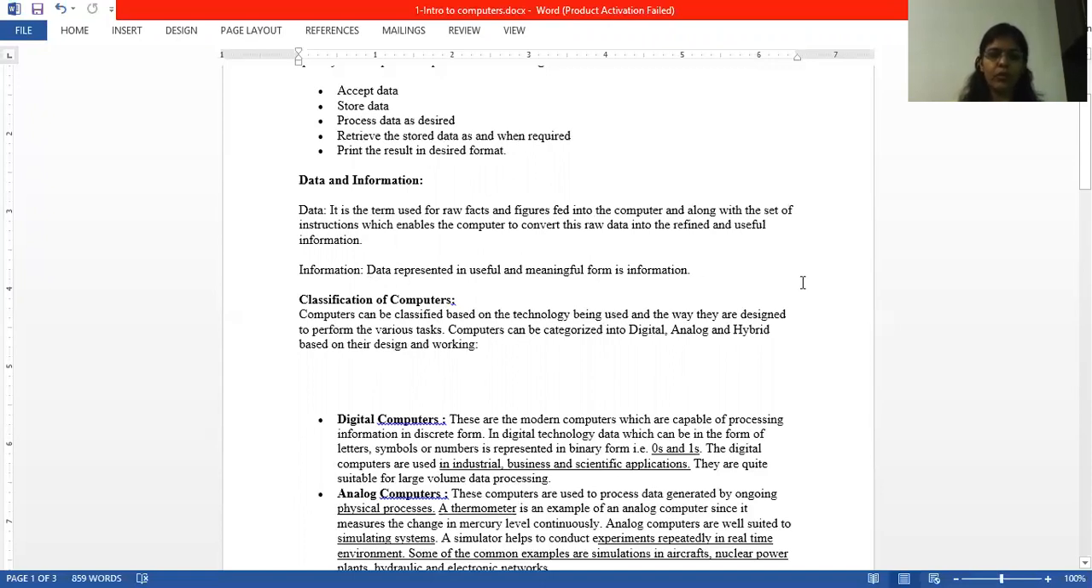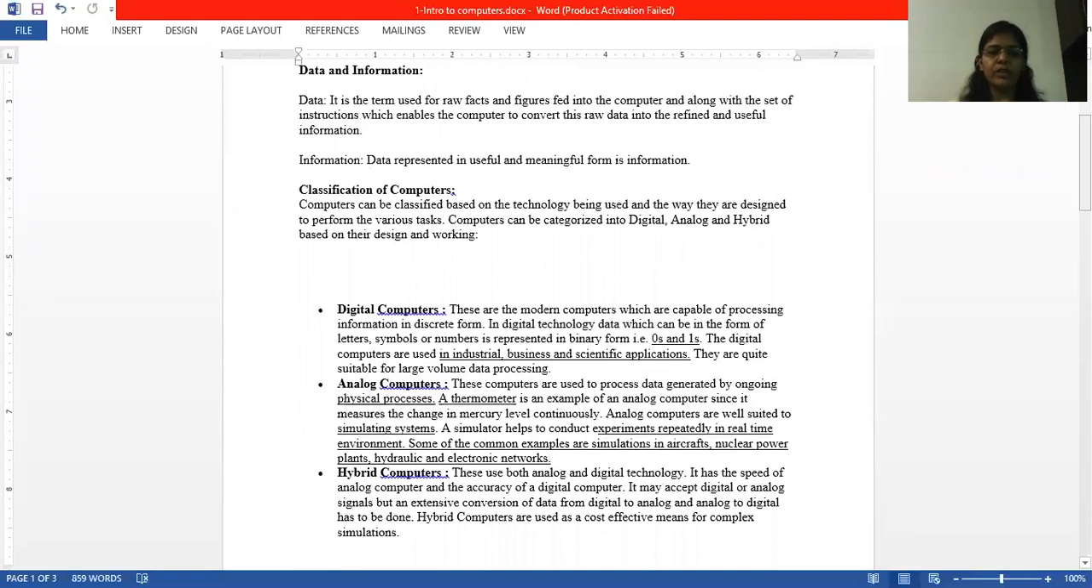Now we read about computers and their classification. Computers can be classified on the basis of the technology being used, and by the way they are designed to perform various tasks. According to the technology and the performance regarding various tasks, computers can be categorized into digital, analog and hybrid according to their working.